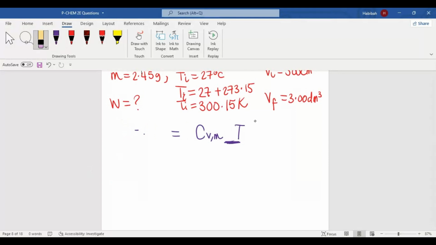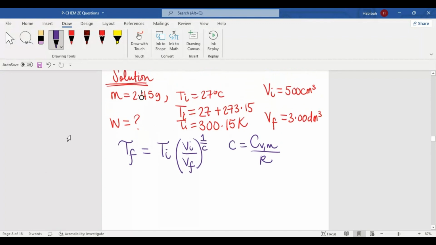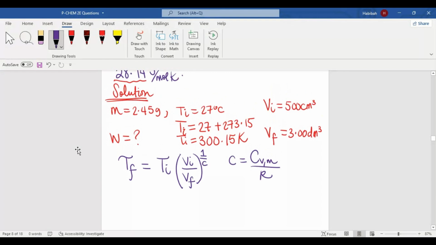Let me just erase this right here. The formula for final temperature in a reversible adiabatic expansion process is T initial times V initial divided by V final, all of this raised to the power of 1 over C, where C is equal to the molar heat capacity at constant volume divided by the gas constant R. I know I just said a whole bunch of stuff, but it's absolutely doable. So let's find what our value for C is.